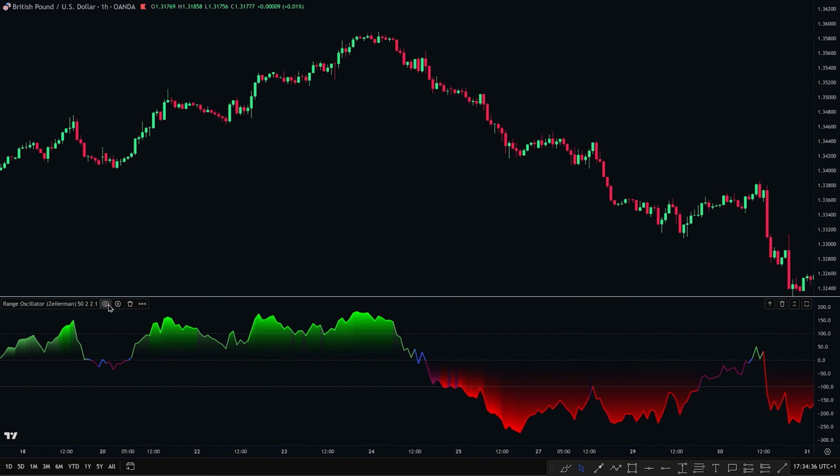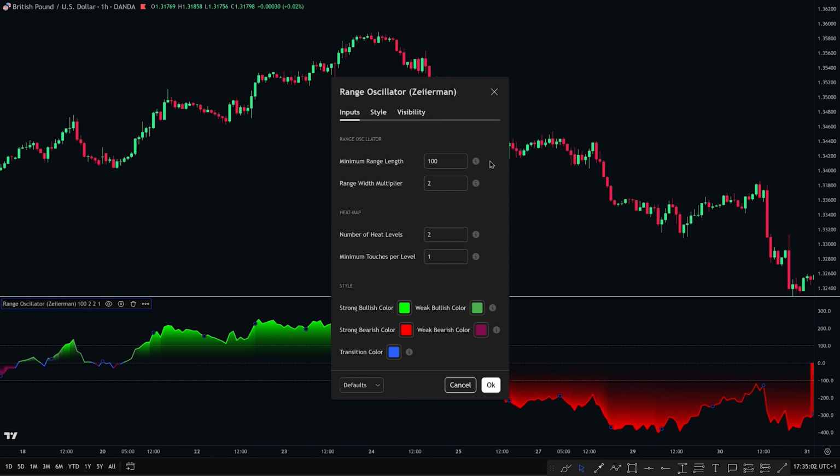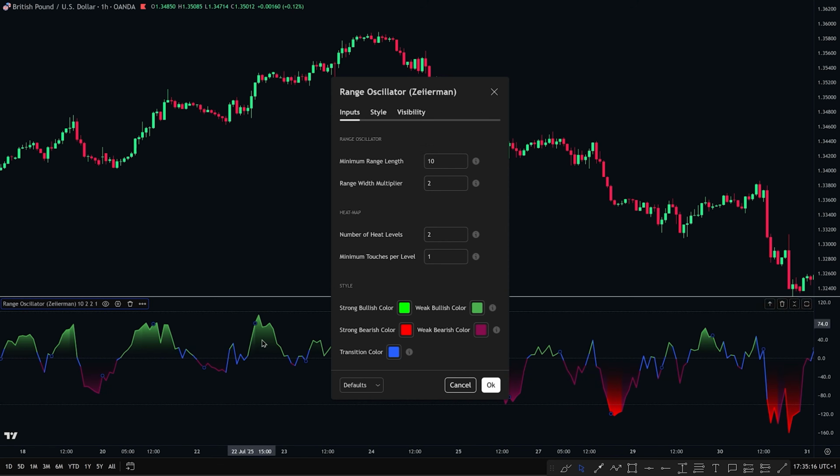Now let's move into the settings of the Range Oscillator, and I'll keep this really simple so you know exactly what each option does. First, we have the minimum range length. This tells the indicator how many candles it should look at when defining a range. If you increase the value to 100, the indicator slows down and focuses on bigger, stronger ranges. If you decrease it to 10, it reacts faster and picks up shorter-term movements. Most traders can just leave this at the default of 50.